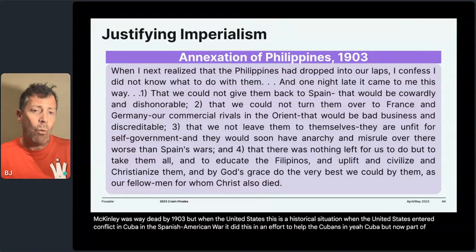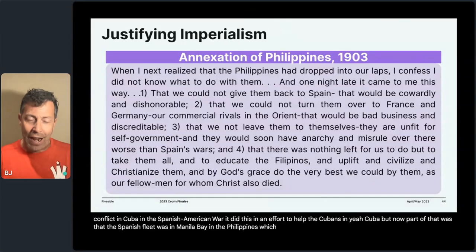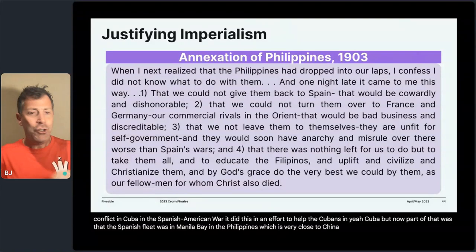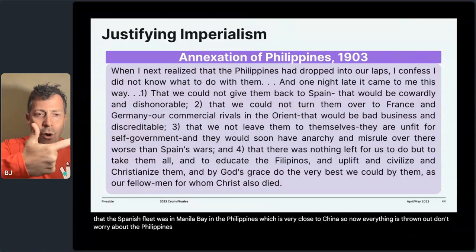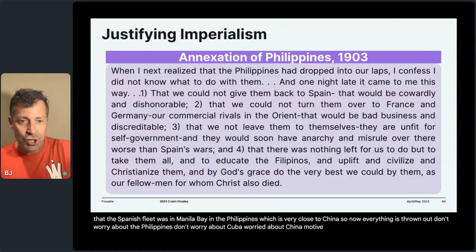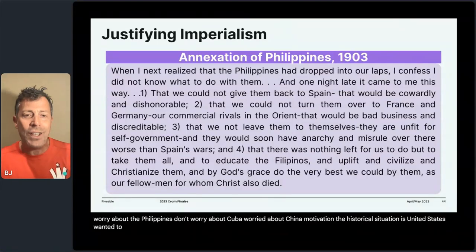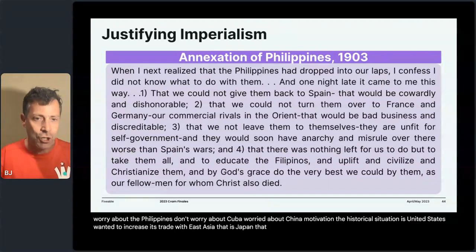But now part of that was that the Spanish fleet was in Manila Bay in the Philippines, which is very close to China. So now everything is thrown out. Don't worry about the Philippines. Don't worry about Cuba. Worry about China. Motivation. The historical situation is the United States wanted to increase its trade with East Asia. That is Japan. That is China.